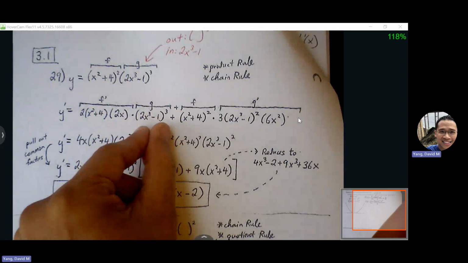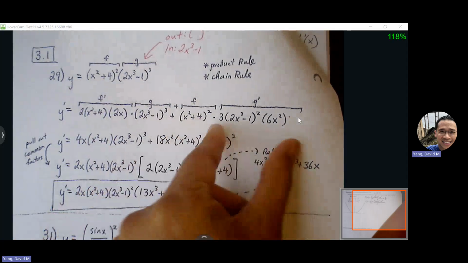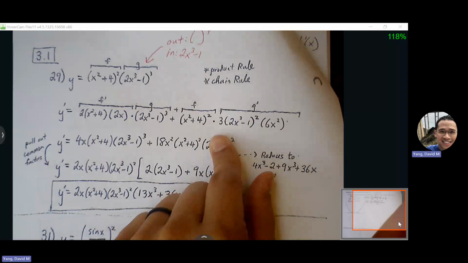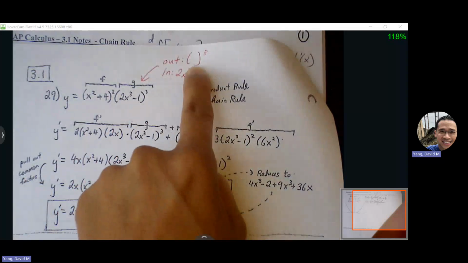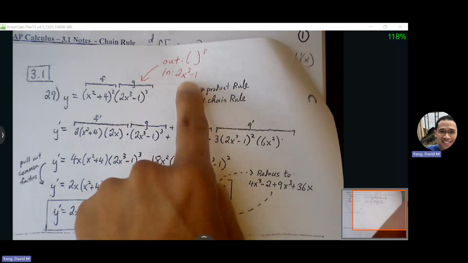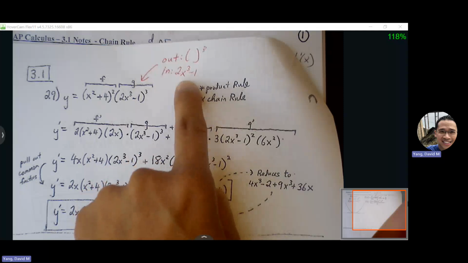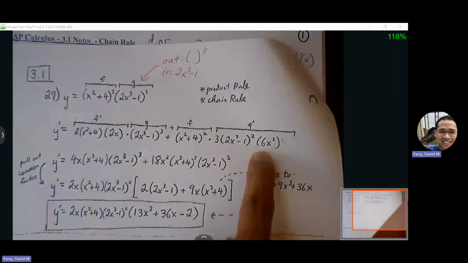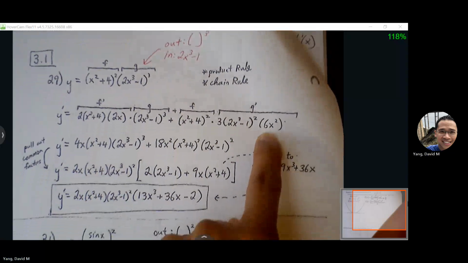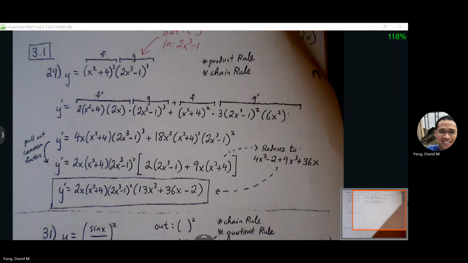G function, no changes. F function, no changes. And then G prime of my product rule, I go back up to G, recognize the need for chain rule. Parentheses cubed is my outside. Inside is 2x cubed minus 1. So outside's derivative, 3 parentheses squared. Inside's derivative is 6x squared. Any questions with that so far?